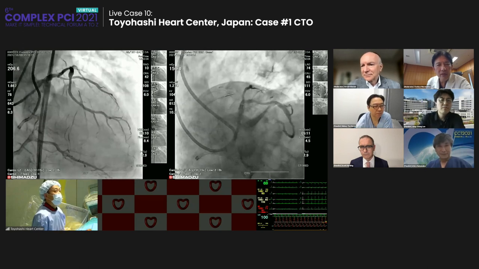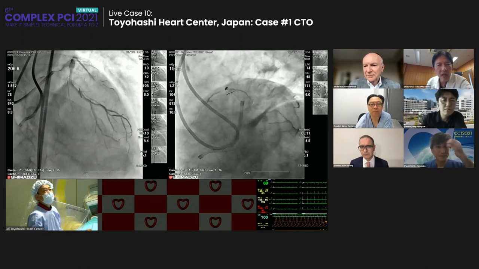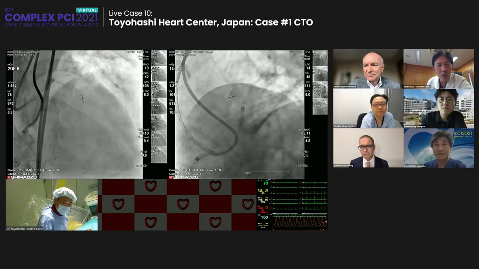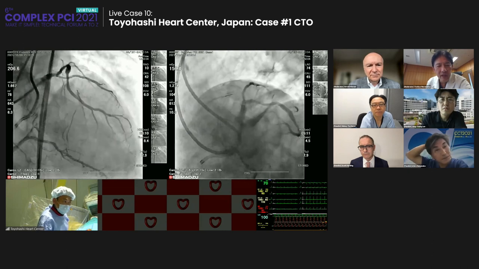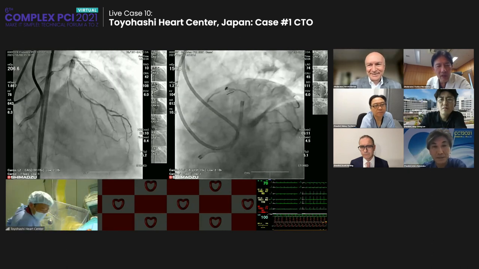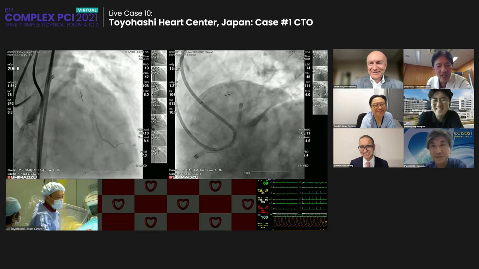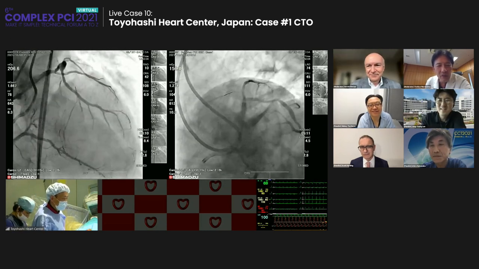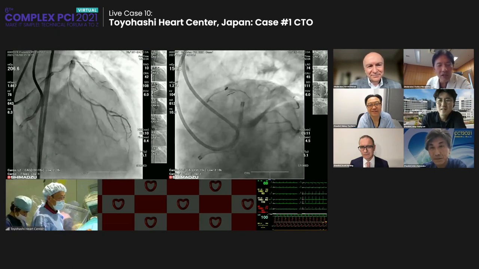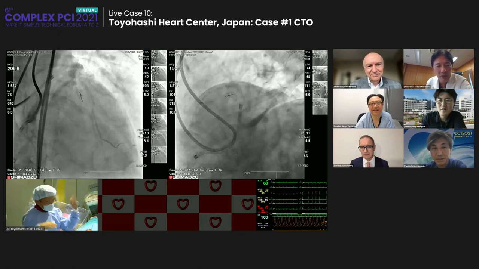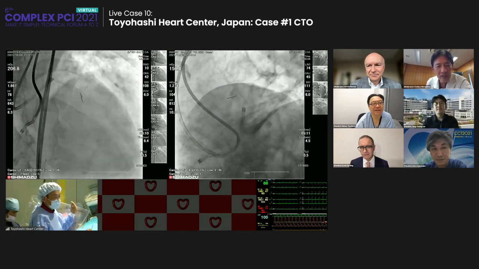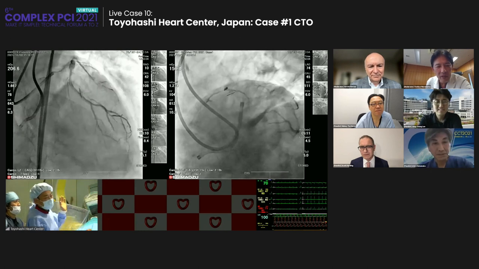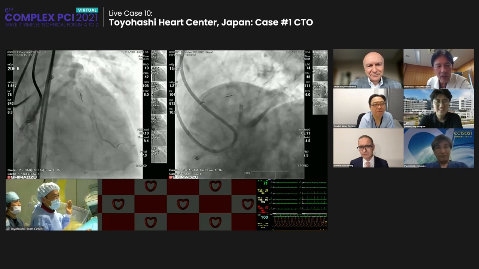Yeah. Gerard, I have two questions. The first one is why the filter wire was used for the first PCI. The second one is, would it be better to cover the stent with another stent after the previous procedure? Why just only balloon compress the remaining filter wire?